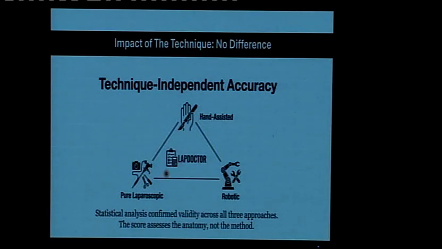And regarding the impact of the technique, there was no difference at all. There was no difference whether the procedure was performed with pure laparoscopic donor nephrectomy, hand-assisted, or robotic-assisted. The score is valid across all 3 approaches as it assesses the anatomy, not the method.